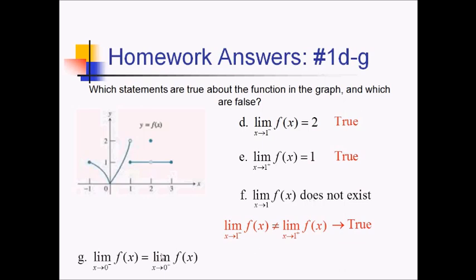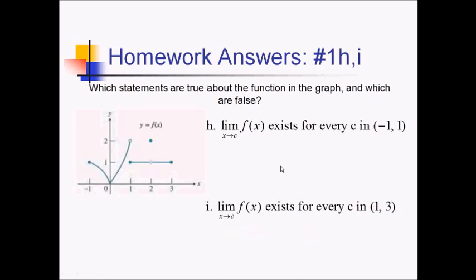And then for the next one, limit as x approaches 0 from the left and the right are equal to each other. So let's take a look at x equals 0. As we approach from the left, we're heading toward the y value 0. As we approach from the right, we're also heading toward the y value 0. So that's going to be a true statement.